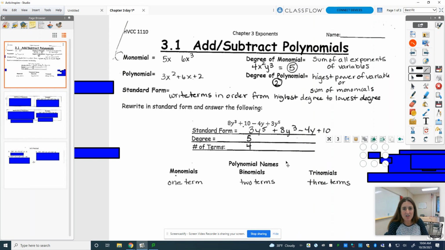Okay, excellent job, people. Now we know monomials, polynomials, how to find the degrees, and how to write them in standard form. And fancy polynomial names are monomials, 1 term, binomials, 2 terms, and trinomials, 3 terms.